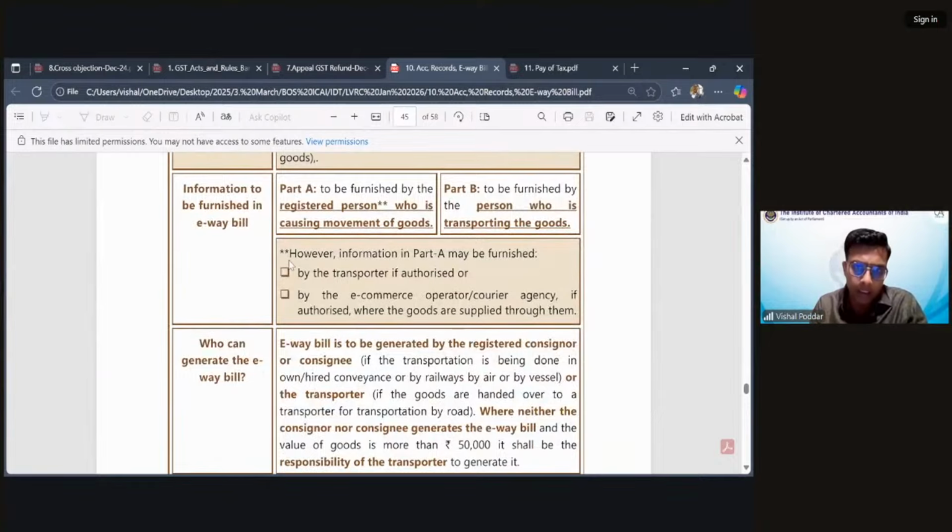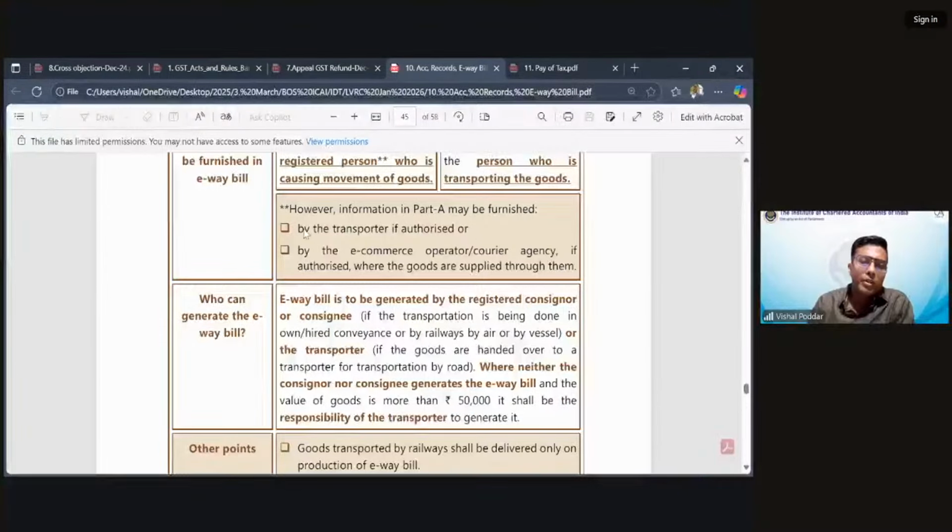Now, what are the informations to be furnished? Part A is furnished by the registered person who is causing the movement. Part B is generally furnished by the person who is doing the transportation. So if it is an outside agency or transporter, the transporter fills in part B. If you are doing transport by your own vehicle and you know the vehicle details, you will be filling in part B.